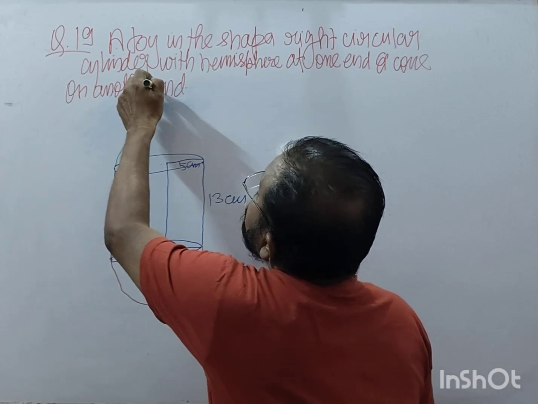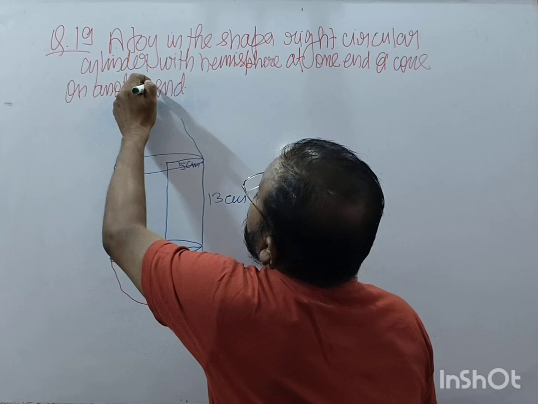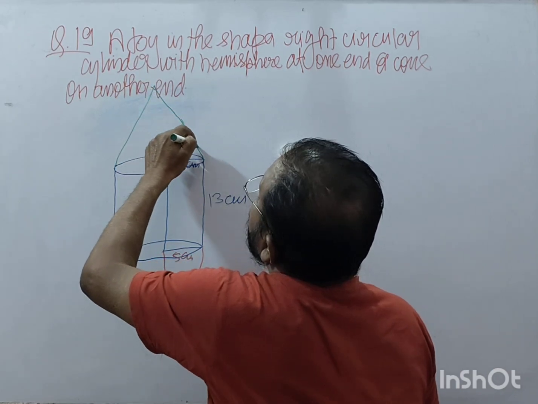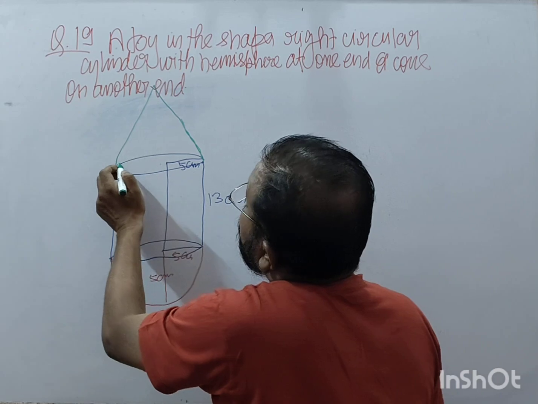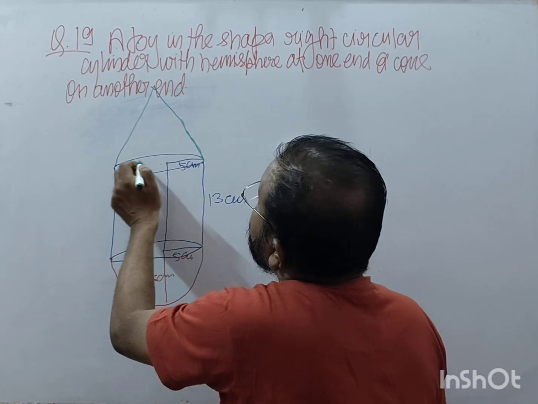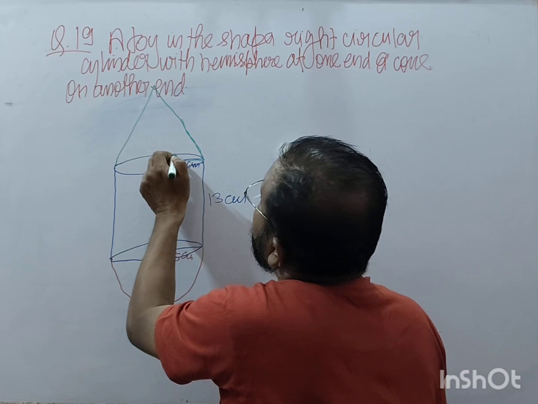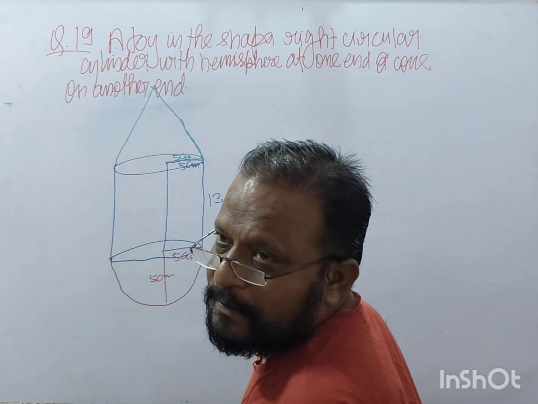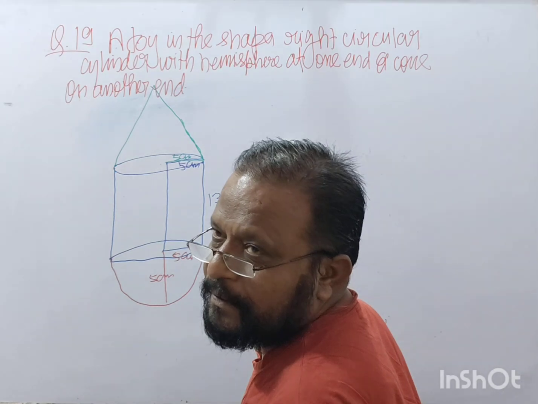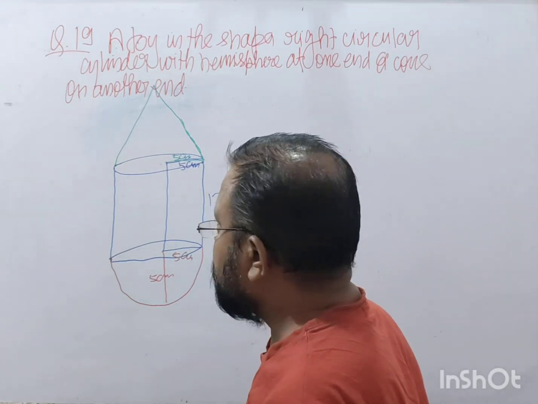On one end there is a cone. What about the cone? You know the radii of the hemisphere and cone are the same, right? So this cone has the same radius of 5 centimeter. Next, calculate the surface area of the toy if the height of the conical part is 12 centimeter.